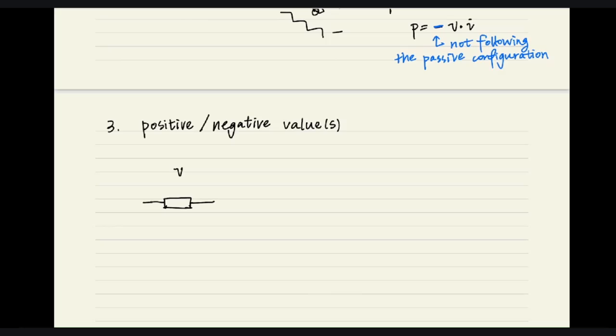Suppose you're given an element A, and you don't know which side is the positive side. So you just assume the reference positive end is on the left and the negative end is on the right. And after some calculation, you get the result that the voltage here is 5 volts, which means that it is following your definition of the reference polarity. It is actually a stairs following your guess.